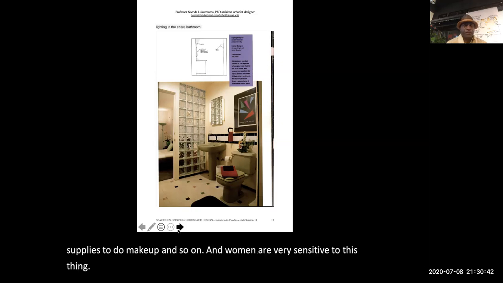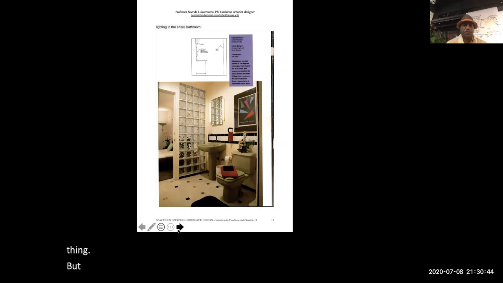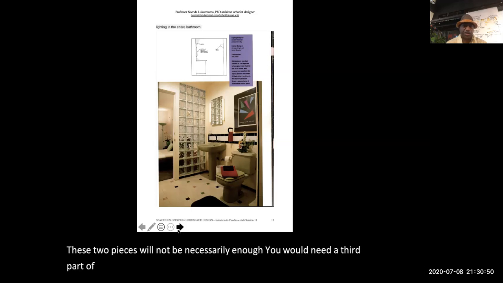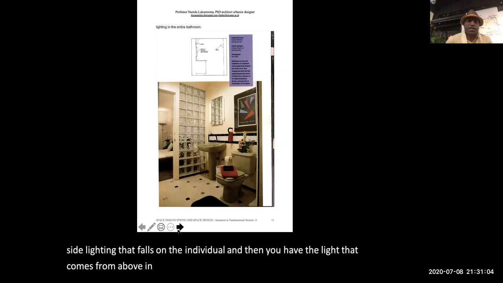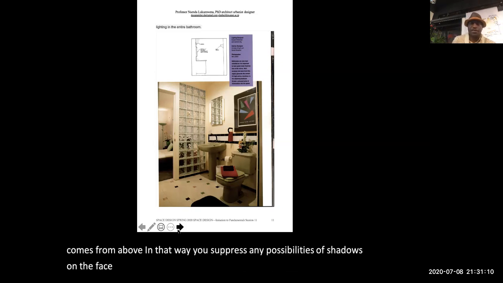But these two pieces will not necessarily be enough. You would need a third part of lighting that comes from the ceiling. So you have left and right side lighting that falls on the individual, and then you have the light that comes from above. In that way, you suppress any possibility of shadows on the face of the person looking into the mirror, getting ready for something.